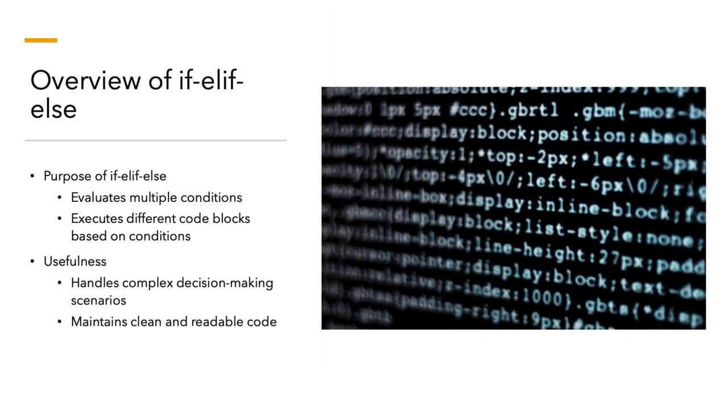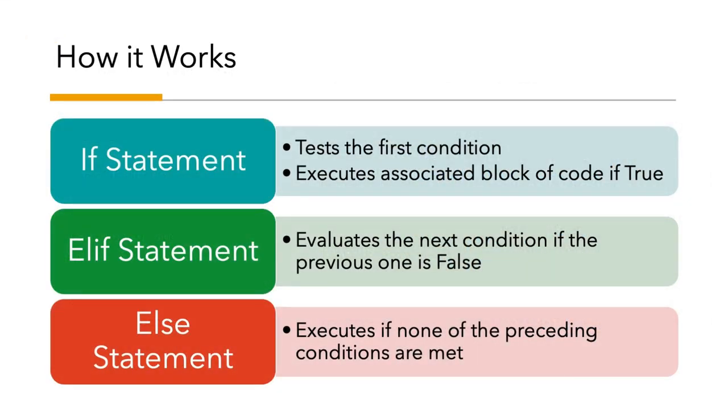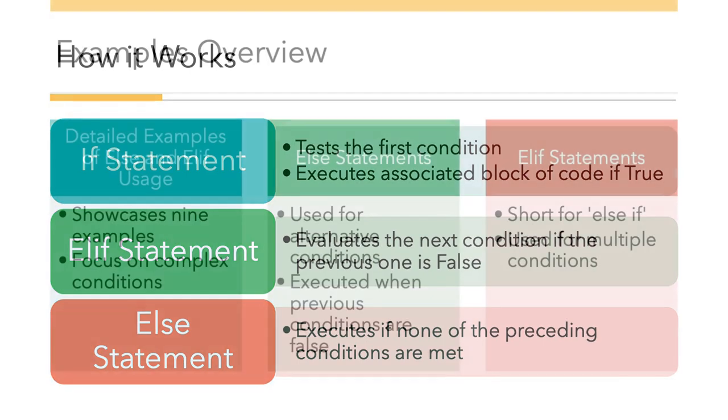The if, elif, else control structure in Python evaluates multiple conditions and executes different code blocks. It's useful for handling complex decisions while keeping the code clean and readable. The if statement checks the first condition and runs its block if true. If false, the elif statement checks the next condition. If none are true, the else block executes.